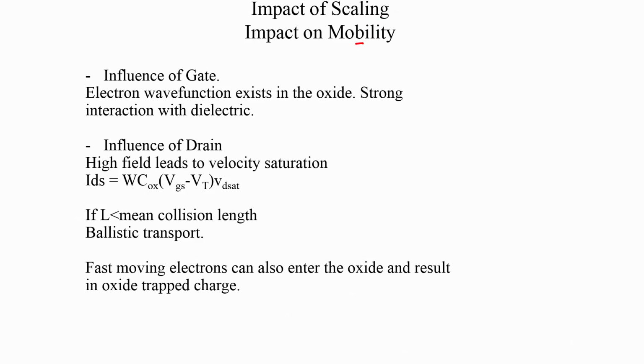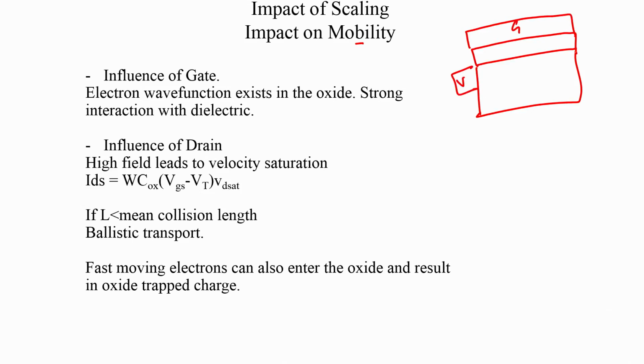Now with regards to mobility, there are two influences. You have two fields in a MOSFET that control the carrier movement. You have the gate and then you have the source and drain voltages. Now, if the gate voltage is increased, you increase the interaction of these electrons with the insulator, and this becomes particularly strong when the insulator thickness is reduced during scaling.